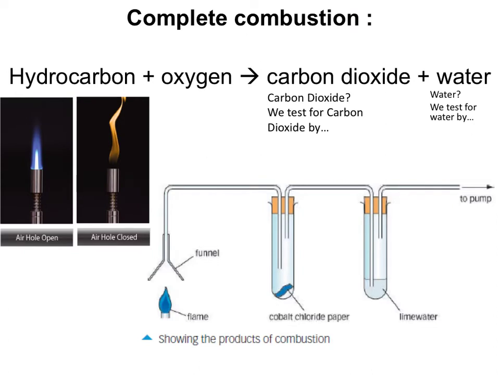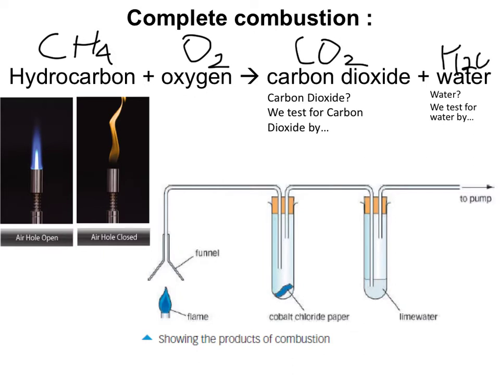Complete combustion is where you get a hydrocarbon, so the example could be methane, CH4, which combines with oxygen, and you get carbon dioxide produced as a waste gas, and you also get water being produced. To balance up that equation, we need to double the amount of water, and we also need to double the amount of oxygen to make sure it's all balanced together.